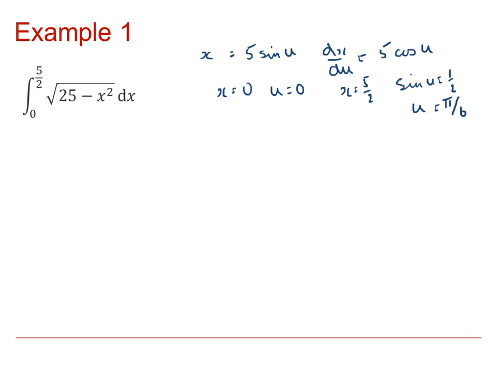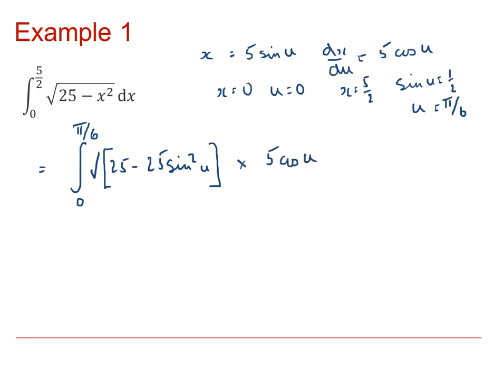So making those substitutions, our integral becomes an integral from 0 to pi by 6, using the limits for u. And then we've got the square root of 25 minus 25 sine squared u, and then multiplied by the dx, which is going to become 5 cos u du. So we've got 5 cosine u du.